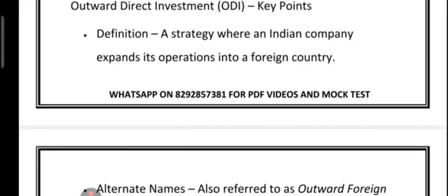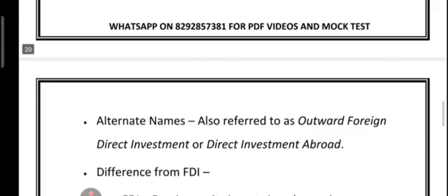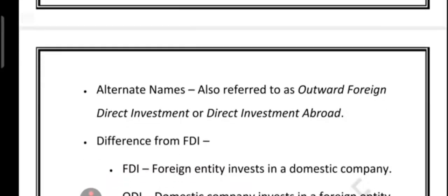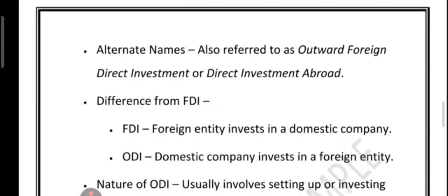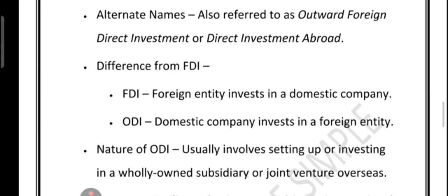Now let's talk about the ODI. So ever heard of the Indian company going global? That is called outward direct investment, and it is exactly how Indian brand set foot in the international market. So outward direct investment, or ODI, simply means when Indian company invests money in another country to start or expand its business there. You can think of it like this: if an Indian company open a factory, office, or buy a big share in the company abroad, that is called ODI.